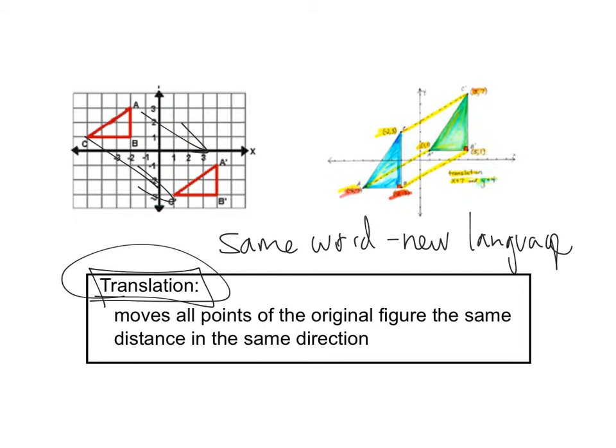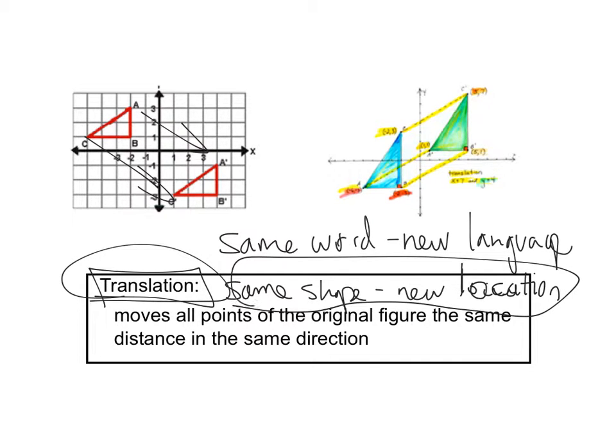Well, this is just the same shape in a new location. That's all it is. Same shape going into a new location. So same distance in the same direction. It moves all the points of the figure.